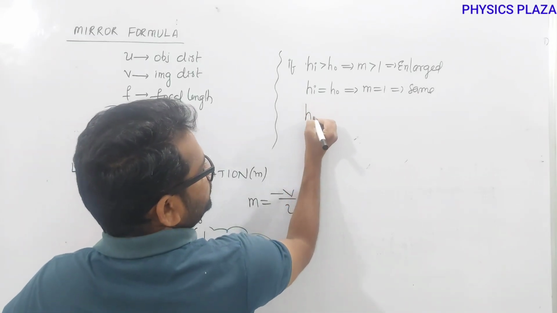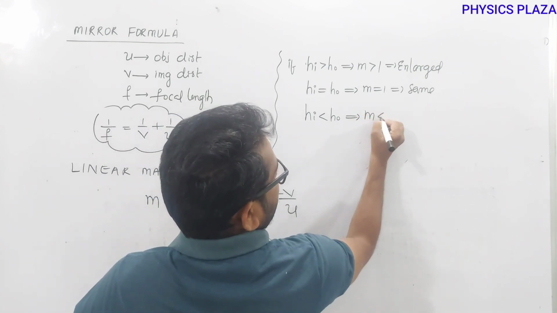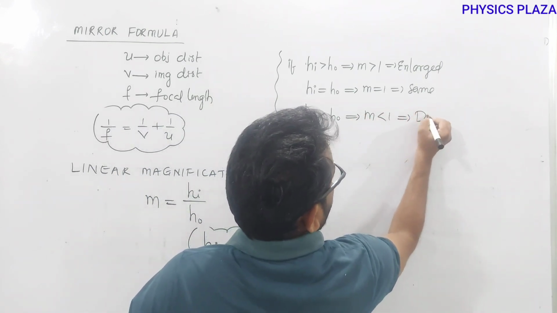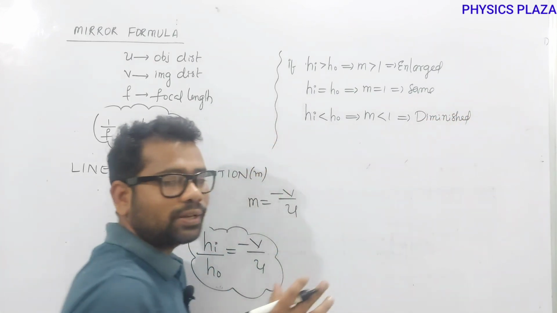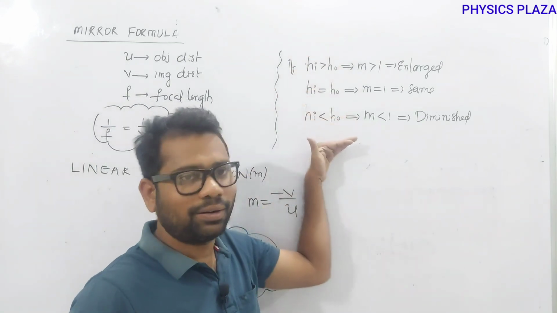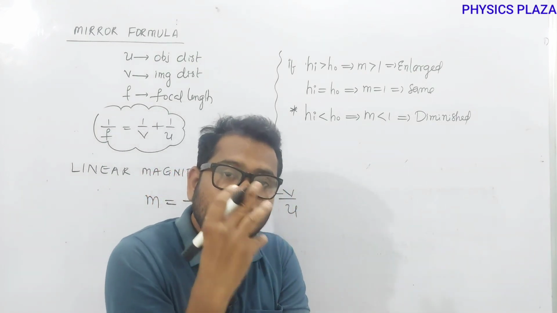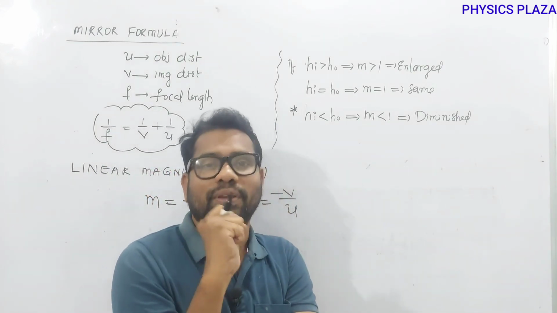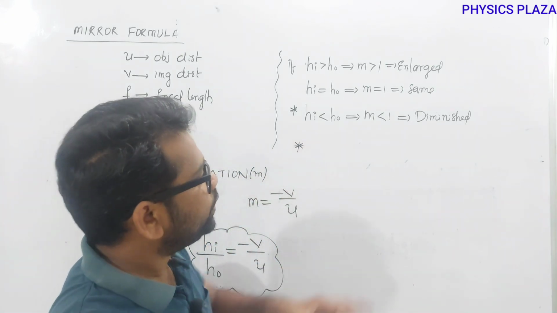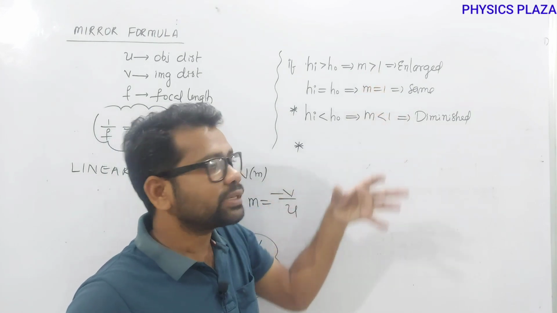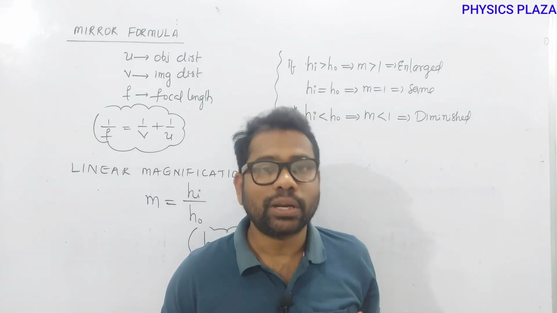If image height is less than the object height, then what will happen, children? m is less than 1, which means a diminished image is found. Children, if you notice, for a concave mirror these three are possible, whereas for a convex mirror only this is possible. A convex mirror always gives a virtual image, always a diminished image. By knowing the value of the linear magnification, we can identify whether the image is equal size, diminished or enlarged.